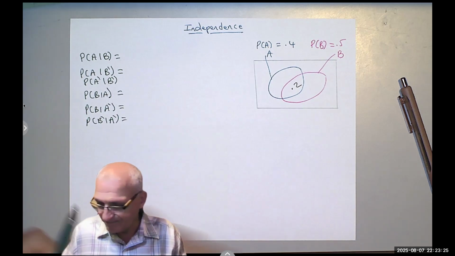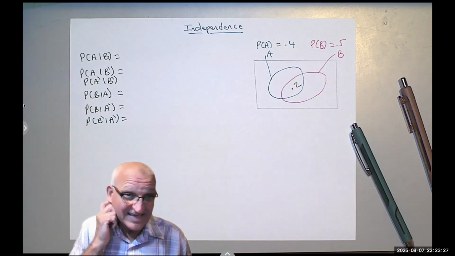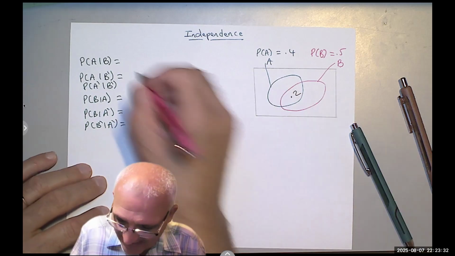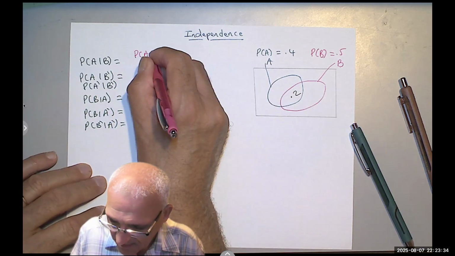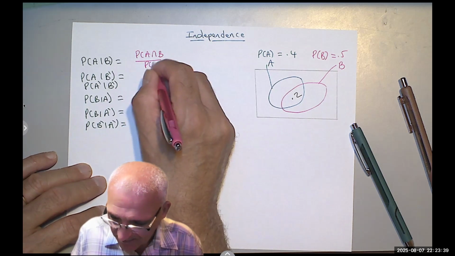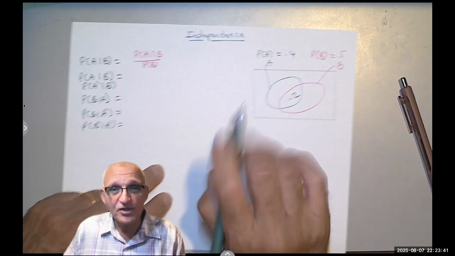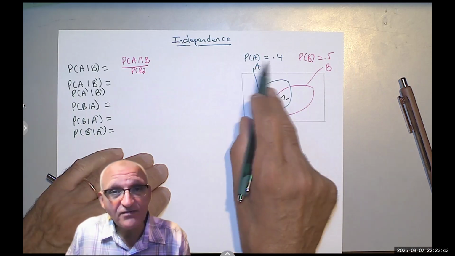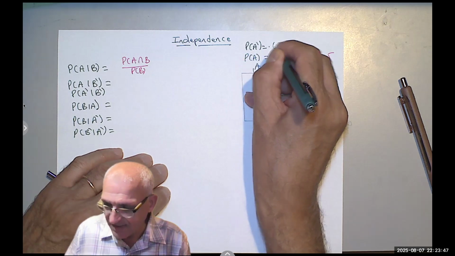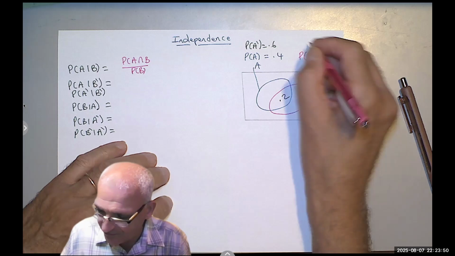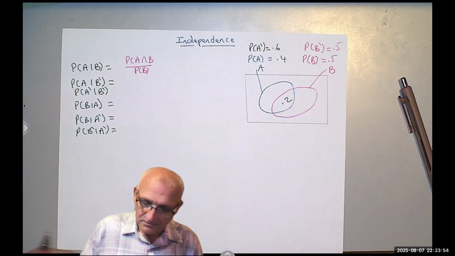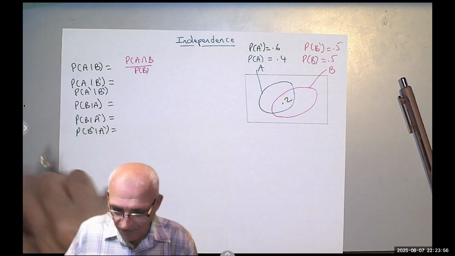Let's do that. We know that the probability of A given B is the probability of A and B over the probability of B. Notice, before we continue, if the probability of A is 0.4, the probability of not A would be 0.6, right? And if the probability of B is 0.5, then the probability of not B is also 0.5. Let's write all of those.